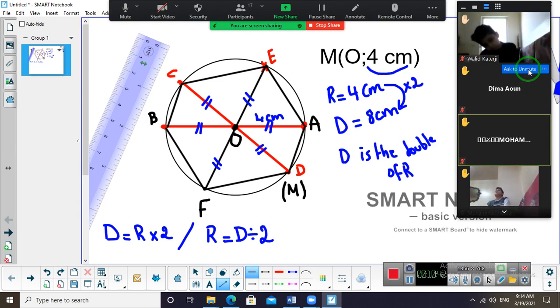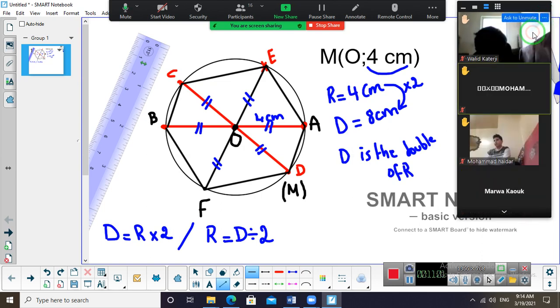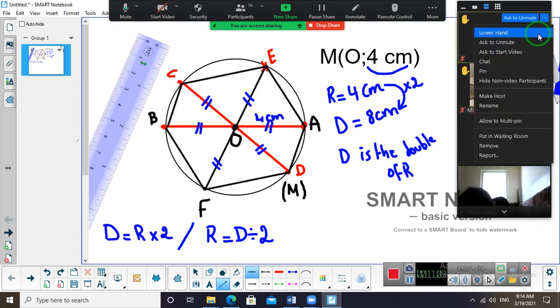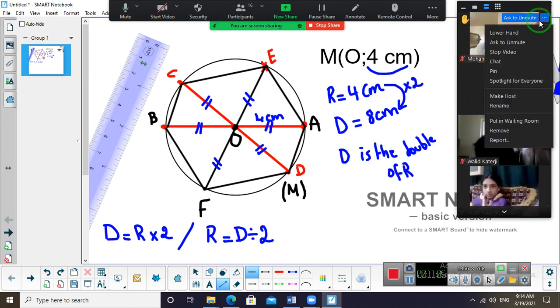So the definition of a diameter differs from the chord by this difference: the diameter passes through the center. The chord doesn't pass through the center. And I can say about the definition of a diameter that the diameter is a chord but passing through the center.